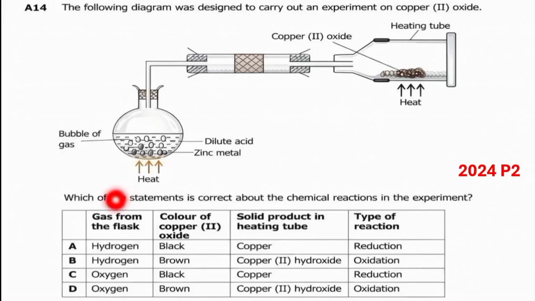The first column, we have gas from the flask. The second column, we have color of copper oxide. The third column, we have solid product in heating tube. The fourth column, we have type of reaction. So we have seen that the gas being produced here is hydrogen gas. Color of copper oxide, we saw copper oxide was black. Then the solid product in heating tube was copper. Type of reaction is reduction. Our correct answer, therefore, is A.